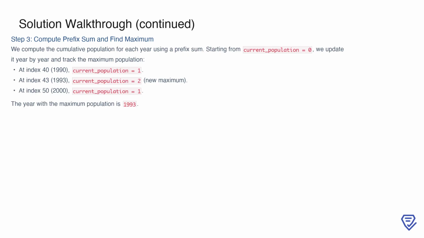At each step, we check if the current_population exceeds the maximum population encountered so far. For example, at index 40, which corresponds to the year 1990, the population becomes 1. At index 43 for the year 1993, it increases to 2, which is the new maximum. Later, at index 50 for the year 2000, the population drops back to 1. From this process, we determine that the year with the highest population is 1993.